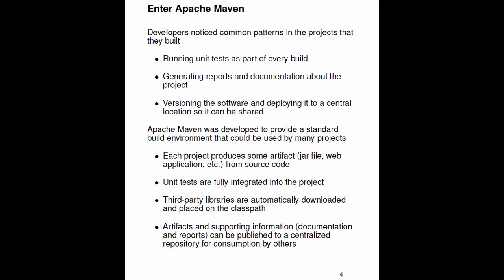Maven will automatically download third-party libraries from central repositories and place them on the class path. So no more configuration of the class path, no more guessing where things need to go. Maven takes care of all of that for you. And also, because Maven is often used to develop projects that are deployed off to Maven repositories, it has support for publishing off to central repositories so that other people can use it.